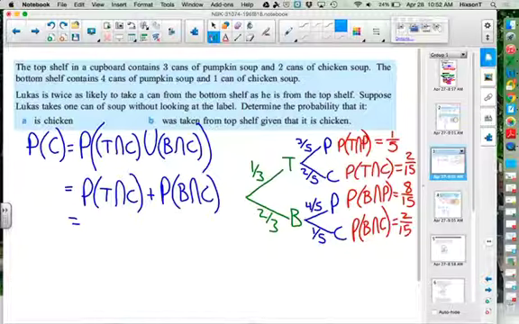So what does that give us? You get 26.6 repeating percent. How'd you get that? Yeah, it's 4 over 15. You have 2 15ths plus 2 15ths.